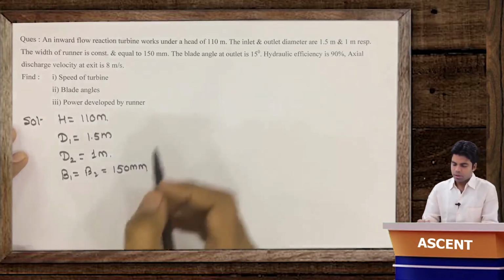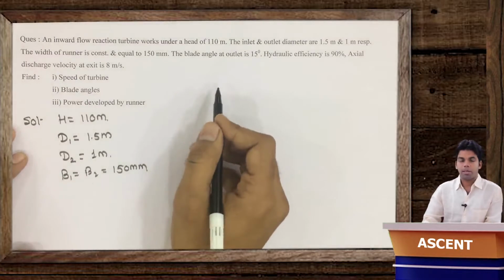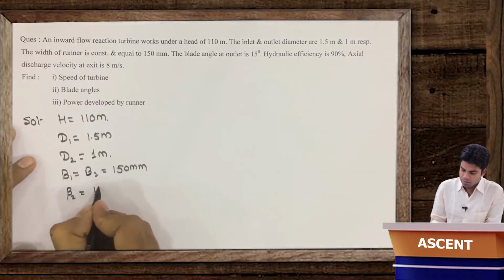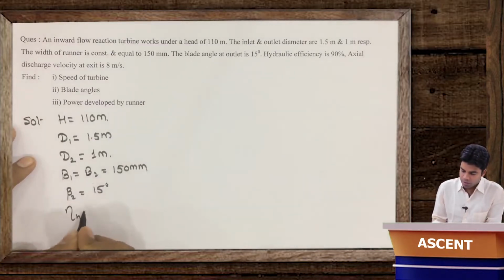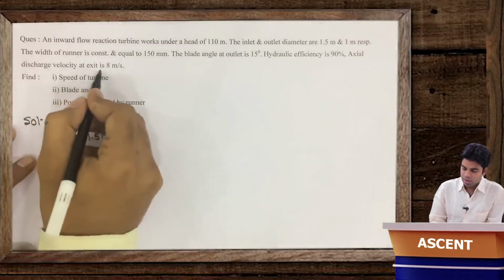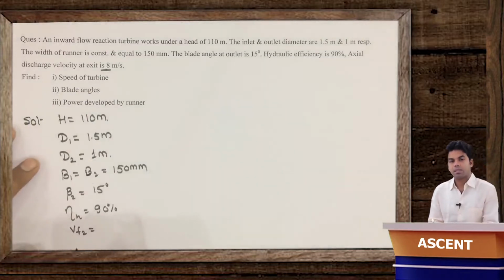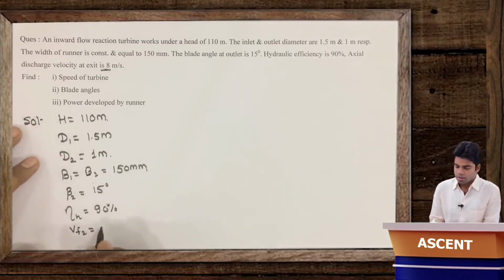Getting this? Okay. Now the blade angle at outlet, that means beta 2, is given as 15 degree, hydraulic efficiency is given as 90%, axial discharge velocity at exit is 8 meter per second, that means Vf2 is given as 8 meter per second.